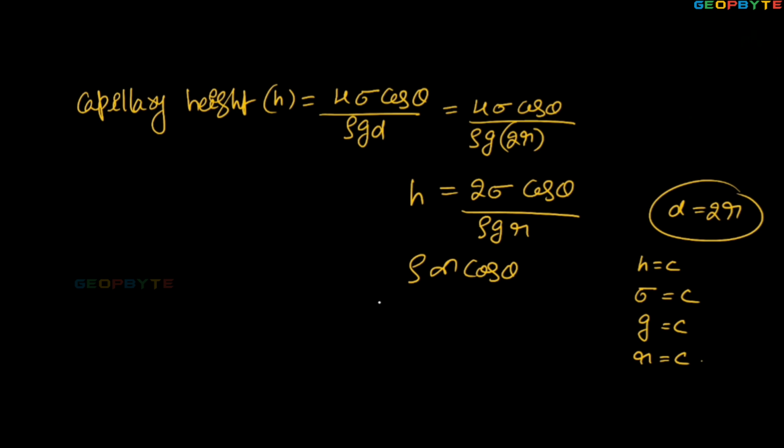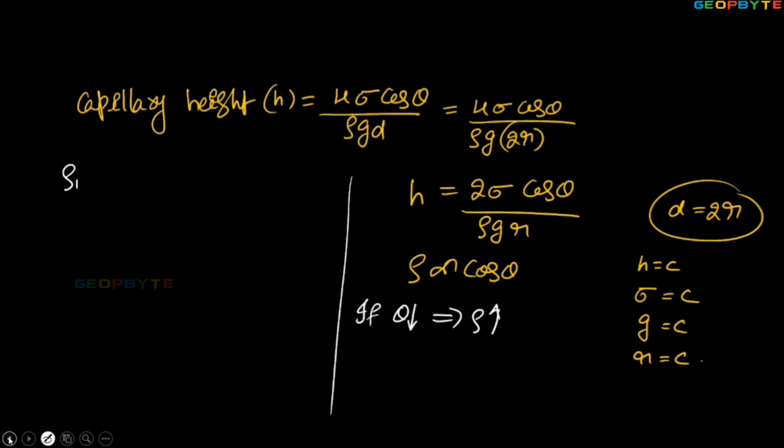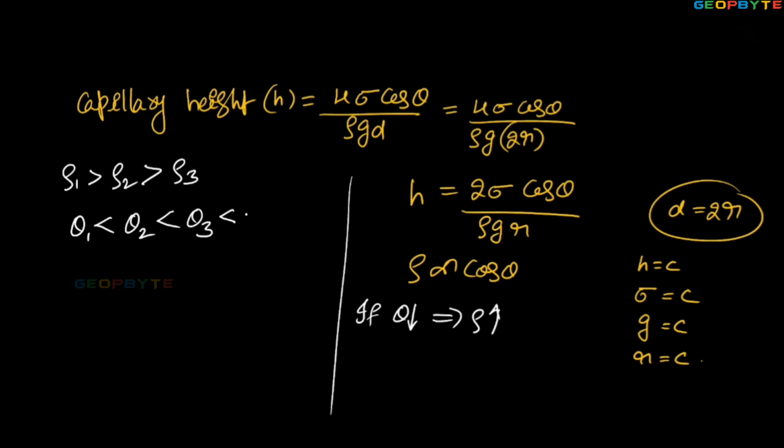Then if theta is decreasing, the rho value increases. Given rho 1 more than rho 2, more than rho 3. Therefore, theta 1 less than theta 2, less than theta 3, but it must be less than 90 degrees, that is pi by 2, but it must be more than or equal to 0 degrees. Okay, that is the relation. So theta 1 less than theta 2 less than theta 3 less than pi by 2.